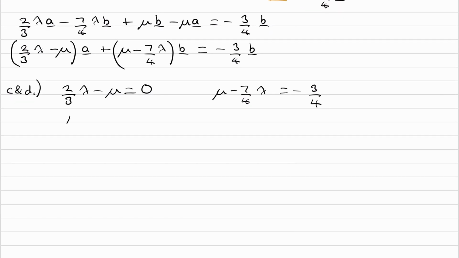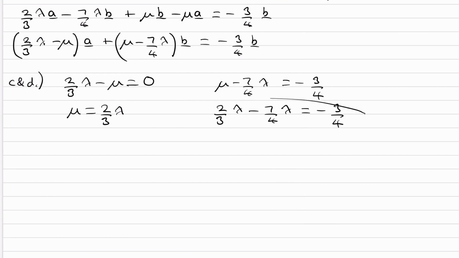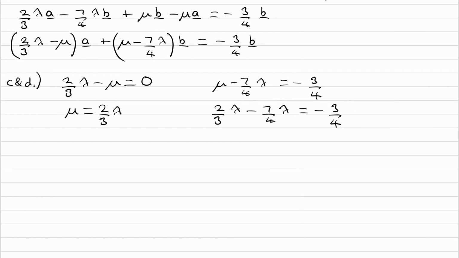So rearranging the first equation for mu and then subbing that into this, so replacing the mu with this, we get 2/3 lambda minus 7/4 lambda is minus 3/4. Okay, so I'm going to simplify this whole equation by just timesing everything by 12, which is a common denominator.